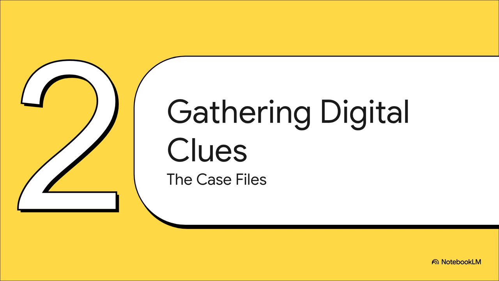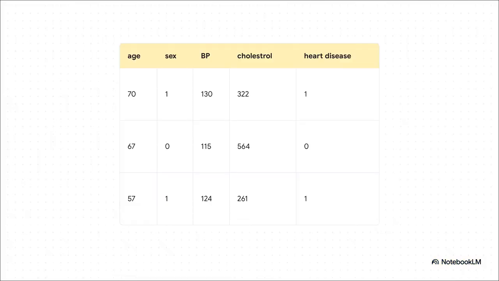Okay, so every investigation needs clues, right? And for our digital detective, the AI model, those clues are the data. The quality of this data, well, it's pretty much everything. So let's crack open a few of the case files our model is going to be working with. First up is heart disease data. Each one of these rows is a different patient with their vital stats. Now, the most important part is that last column, heart disease. See the ones and zeros? A 1 means yes, they have it, and a 0 means no. This is the correct answer on our flashcard. This is what the machine is going to learn from.